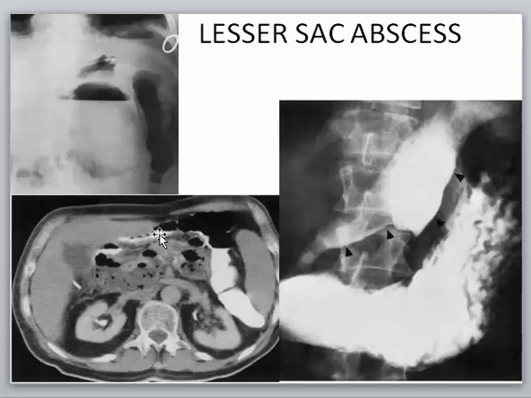This part is the stomach and this is part of the colon, and this is the abscess, and here the abscess is filled with contrast due to perforation or leakage. These are typical for lesser sac abscesses, usually post-operative.